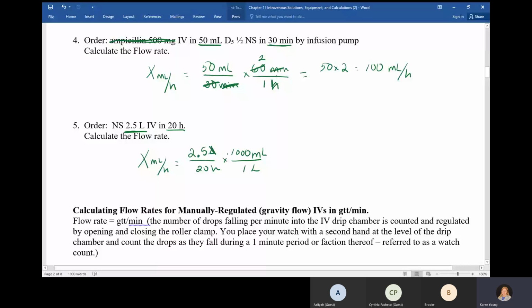So now my liters cancel, and I'm left with milliliters per hour. I'm going to cancel this 0 with 1 0 up here. And then I get 2.5 times 100 gives me 250 over 2, because I canceled that 0. 250 divided by 2 is 125 milliliters per hour.